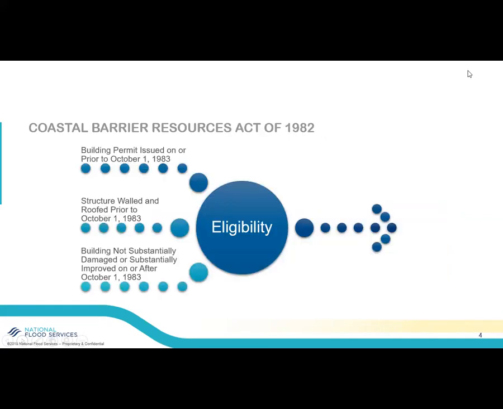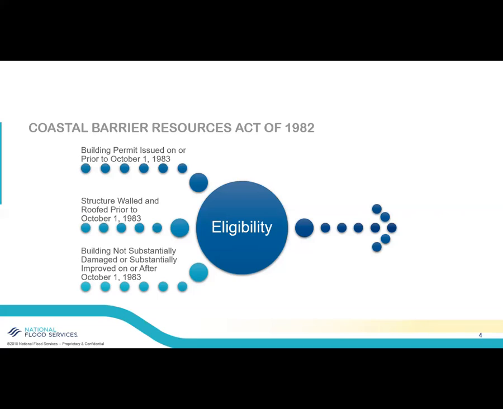So under the Coastal Barrier Resources Act of 1982, in order to be eligible to have a building constructed in those particular areas, first, that structure has to have a building permit that was approved and issued prior to October 1st of 1983. So if that building permit was issued at that time, a structure could go ahead and be built in one of those protected areas.